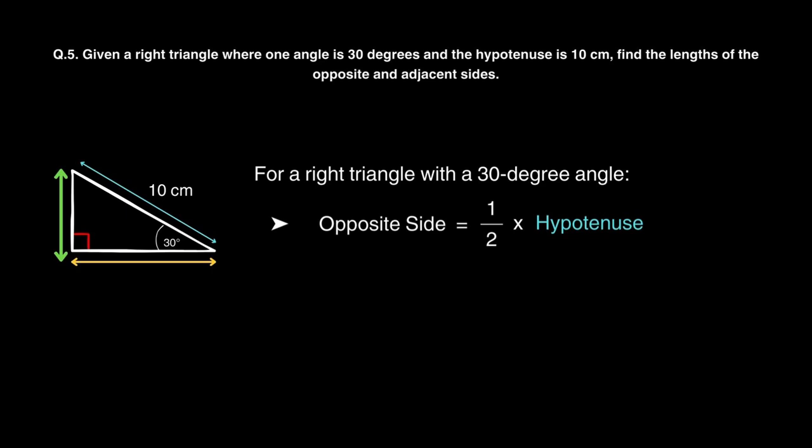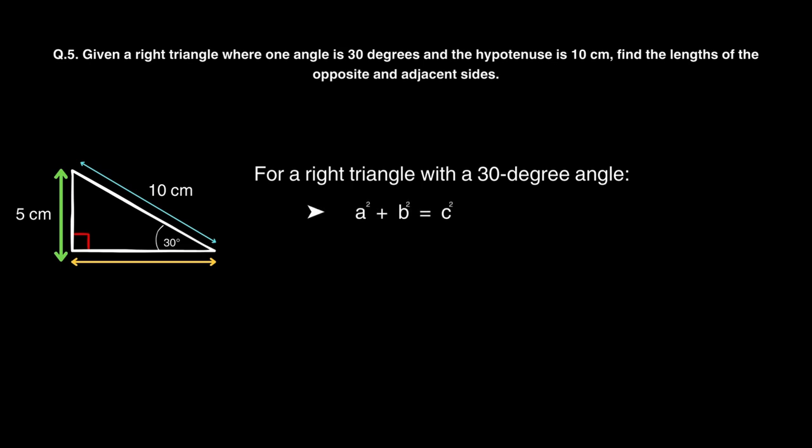The opposite side equals half times 10, which is 5 centimeters. Now let's work on finding the adjacent side. We can use two functions for this one. Using the cosine function, like we did in the last question to find out the missing side, or the Pythagorean theorem. The Pythagorean theorem will be easier, so let's solve using that.